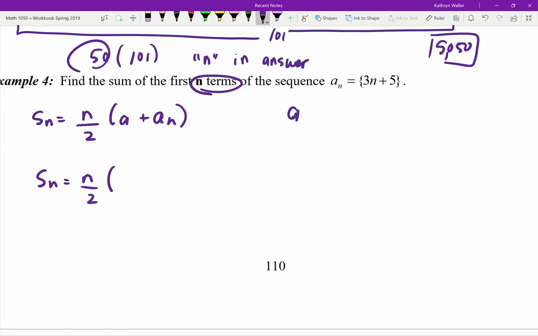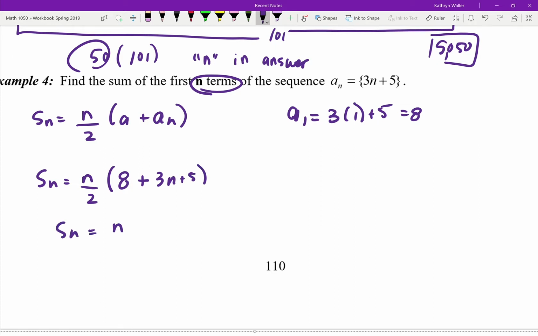Everybody go, a sub 1 is equal to 3 times 1 plus 5. Well, that gives me an 8. So this first term is an 8 plus, can anybody tell me what I would have put in for a sub n? Yeah, what they gave me, which is 3n plus 5. So then I would simplify that, and then it's n divided by 2 multiplied by 3n plus 13.